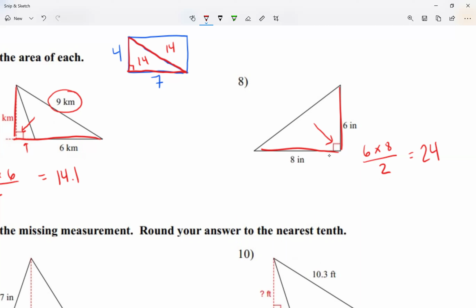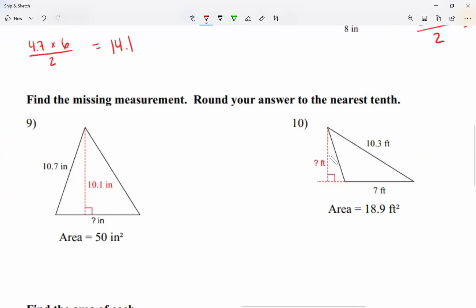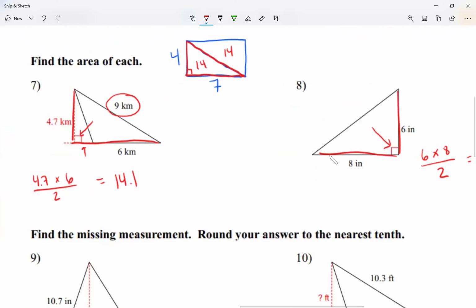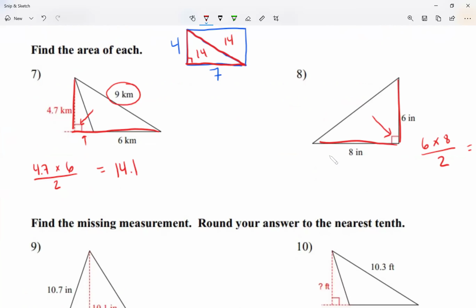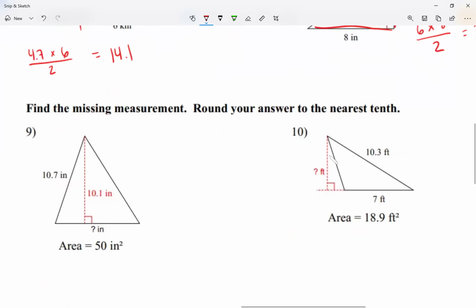Okay, now since we know how to do areas of triangles, let's play around a little. Find the missing measurement, round your answer to the nearest tenth. Okay, so one thing, question 7 and 8, the instructions were just find the area of each. If I have decimals, don't round. Just give the whole decimal as it is. Now for questions 9 and 10, I see that if I do get answers, I should round it to the nearest tenth, which is 1 decimal place.